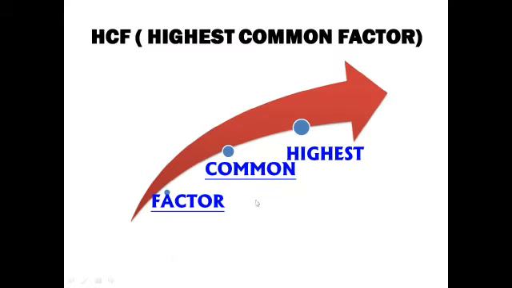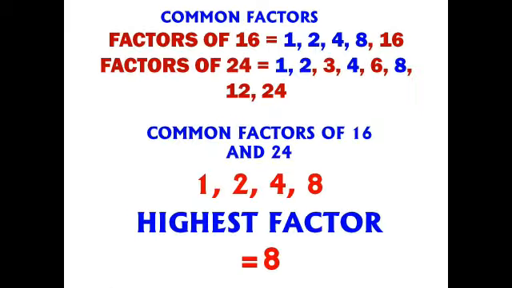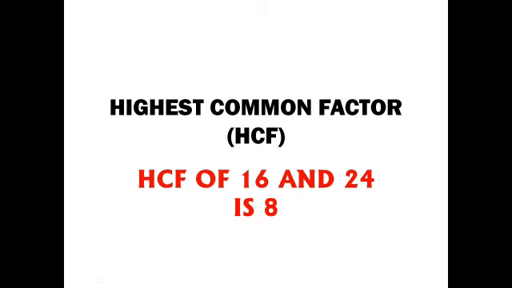Now at last we will take the word highest in HCF to know what it means. It means that we pick the highest of all the common factors of our given numbers. So which is the highest of all the common factors? We see that 8 is the highest factor. So 8 is the highest common factor, or HCF, of 16 and 24.